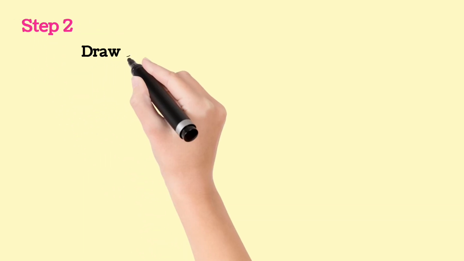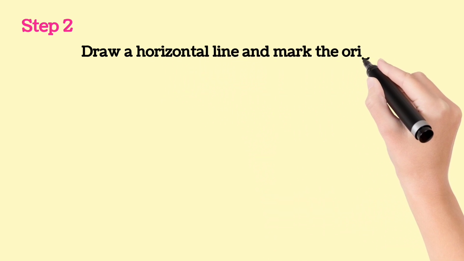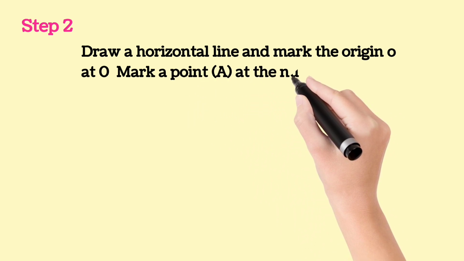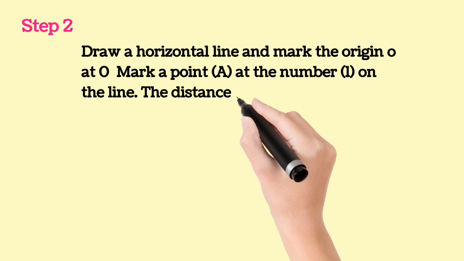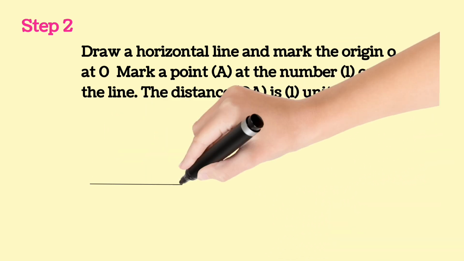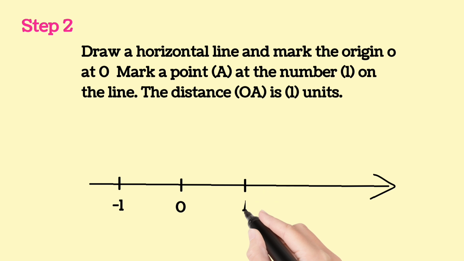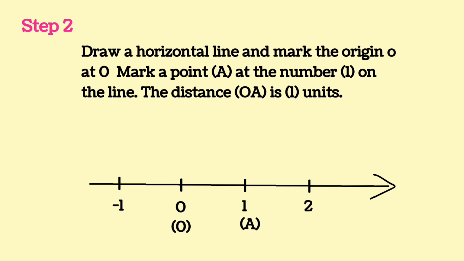Now step 2. Draw a horizontal line and mark the origin O at 0. Mark a point A at the number 1 on the line. The distance OA is 1 unit. Draw a horizontal line with an equal scale of 1. Minus 1 on the left side of 0 and 1 and 2 on the right side. Mark 0 as origin O and 1 as A.